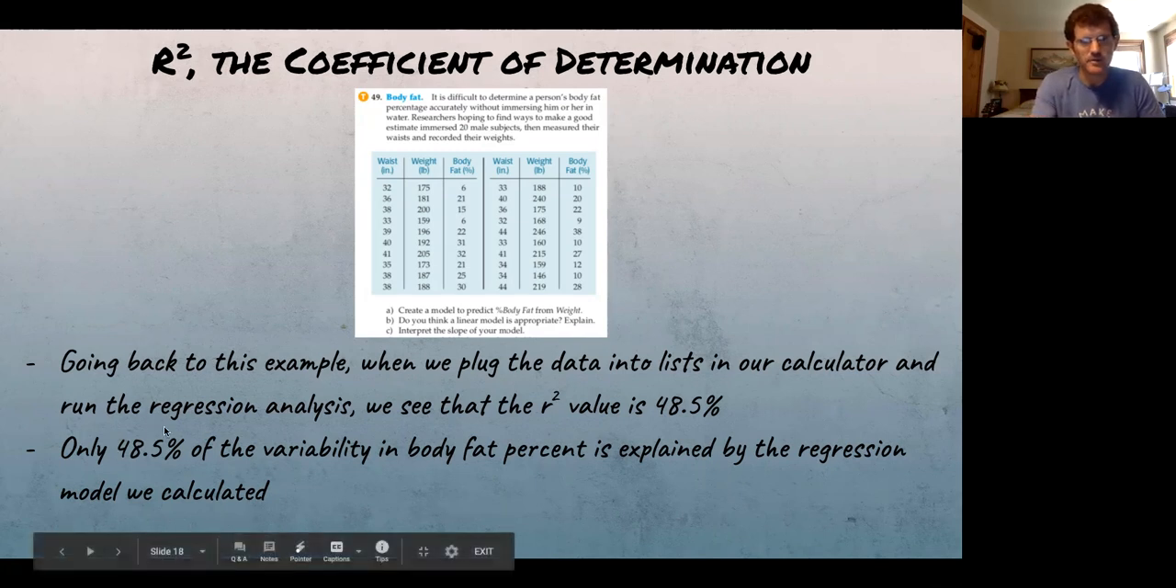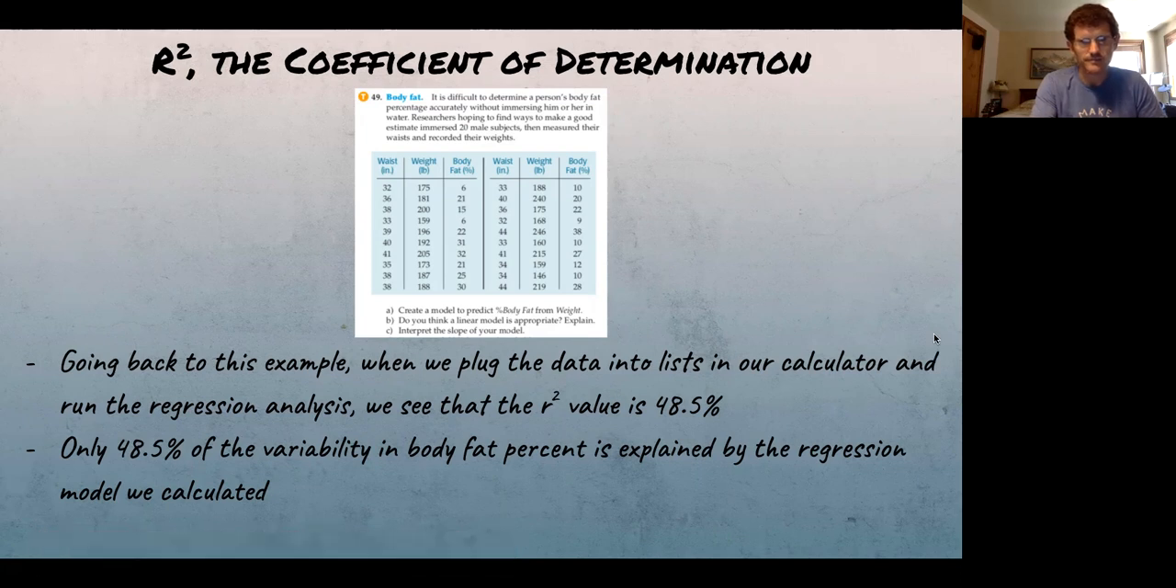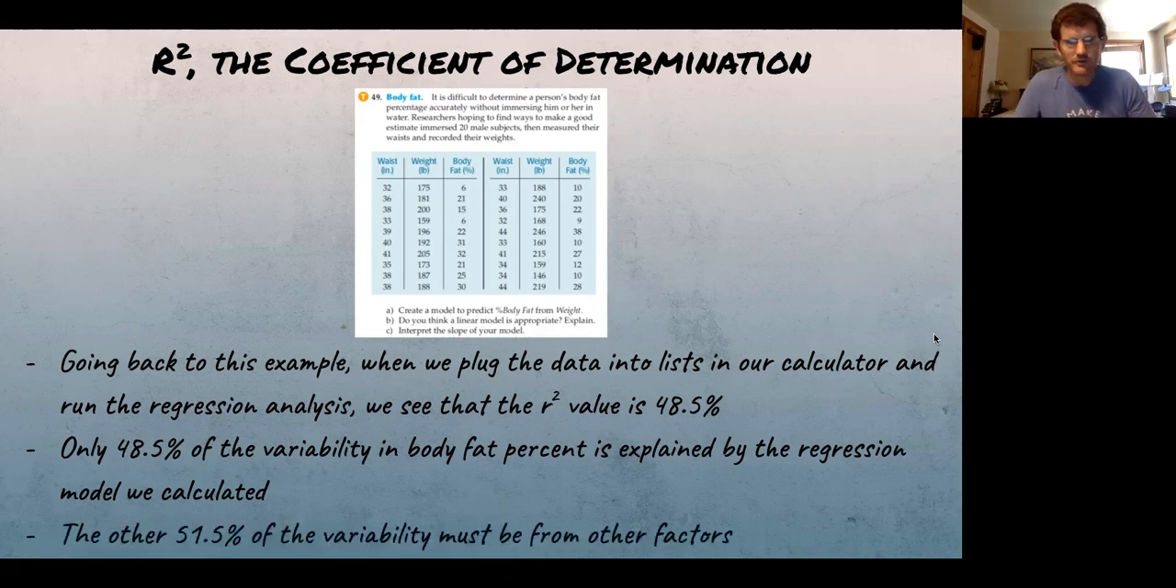That might be a really good result, you know? It depends on what your standards are. The other 51.5% of the variability must be from other factors. So if we know that weight accounts for 48.5% of determining what your body fat percent is, there could be all kinds of things, like genetics, how much you work out, how much of that weight is muscle versus just fat, all kinds of factors going in.